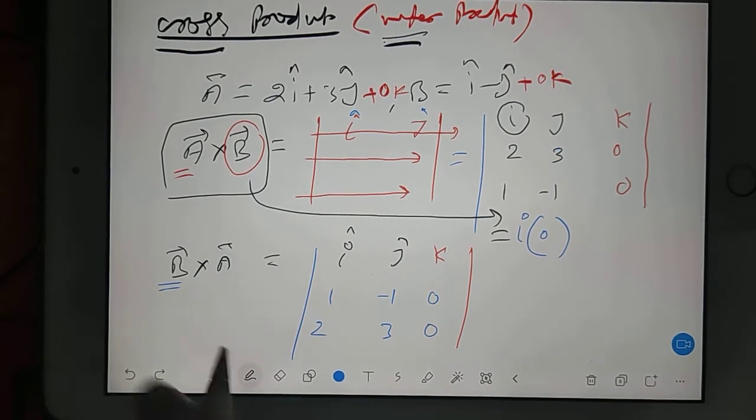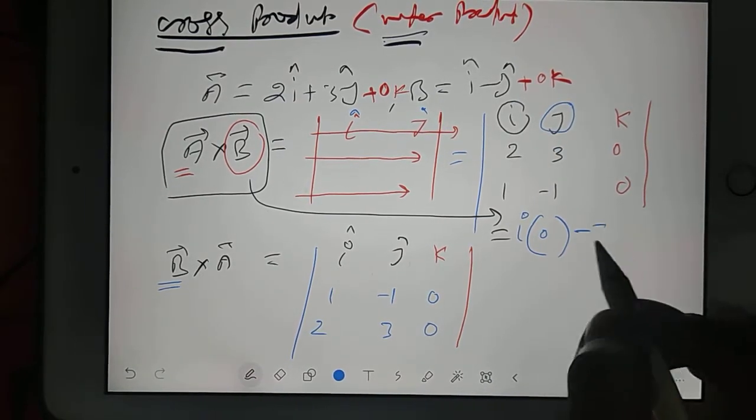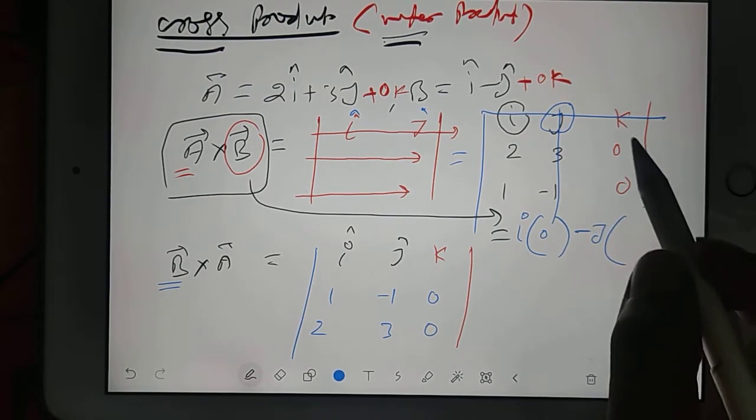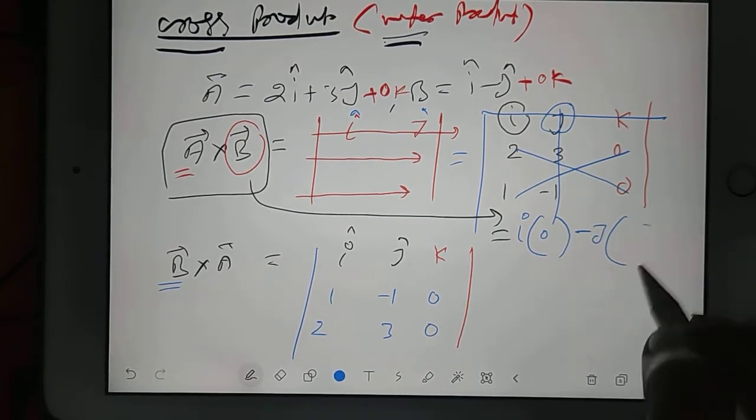Then you go for j. So j you write like -j. So in this case, again you leave. So what will be the answer? 0 0. Finish. 0 0.